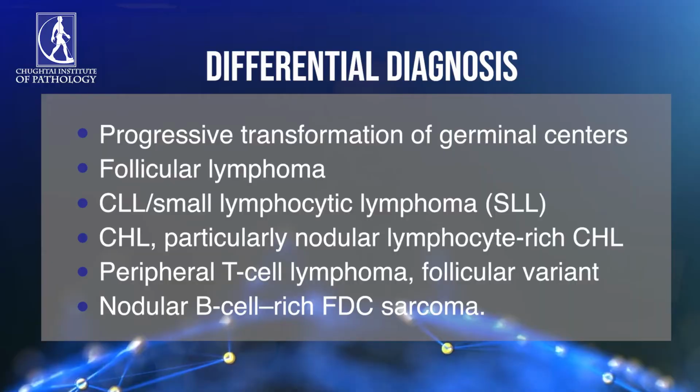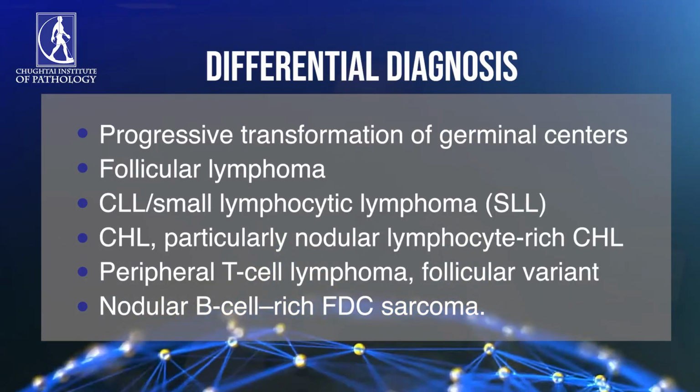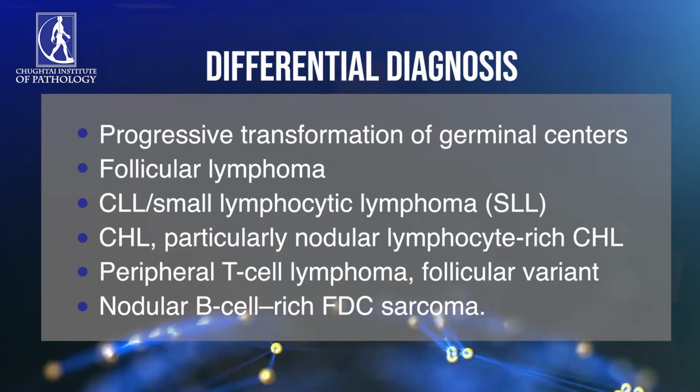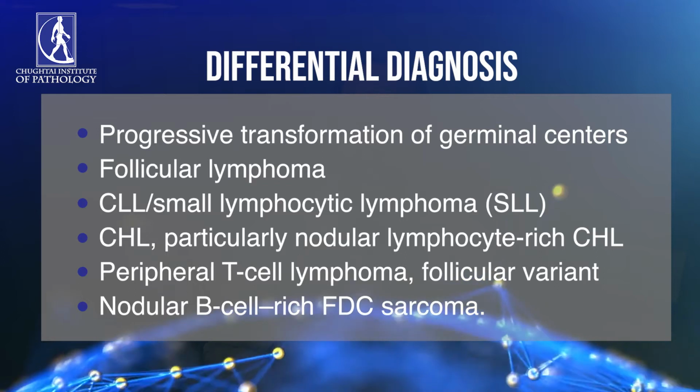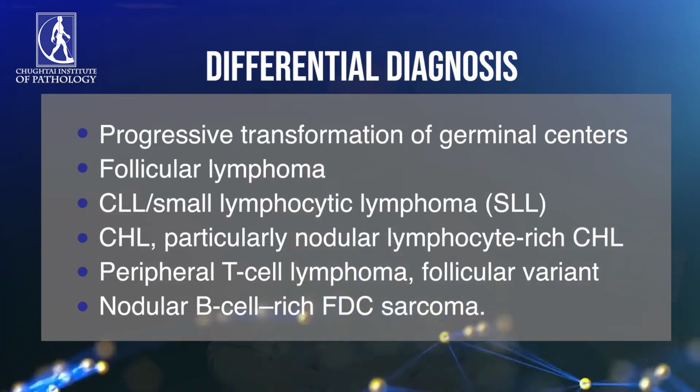What is the differential diagnosis of lymphocyte predominant Hodgkin's lymphoma? Any conditions that form a nodule in the lymph node are in the differential diagnosis of nodular lymphocyte predominant Hodgkin's lymphoma. And what are the conditions that form the nodules in the lymph node? These are progressive transformation of germinal center, follicular lymphoma, CLL/small lymphocytic lymphoma, classic Hodgkin lymphoma, particularly lymphocyte rich type, peripheral T cell lymphoma, follicular variant, nodular B cell rich FDC sarcoma.